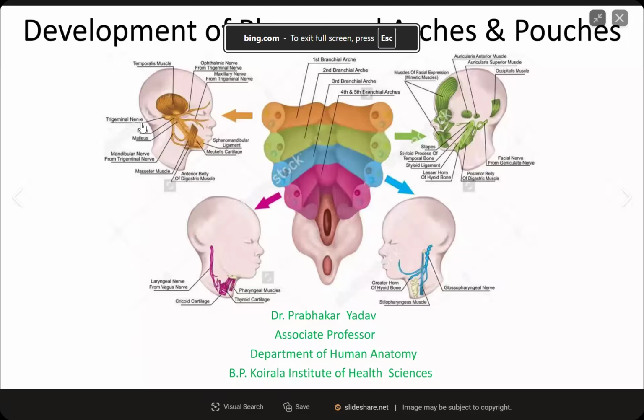Okay. So this is the first branchial arch, and here it's developing the ophthalmic nerve from the trigeminal nerve, maxillary nerve from the trigeminal nerve, the Meckel's cartilage, the sphenomandibular ligament, anterior belly of digastric, masseter muscle, mandibular nerve from the trigeminal nerve. So basically, all three of the trigeminal nerve's branches, it's forming the fifth nerve. And it is also forming the bones incus and malleus.